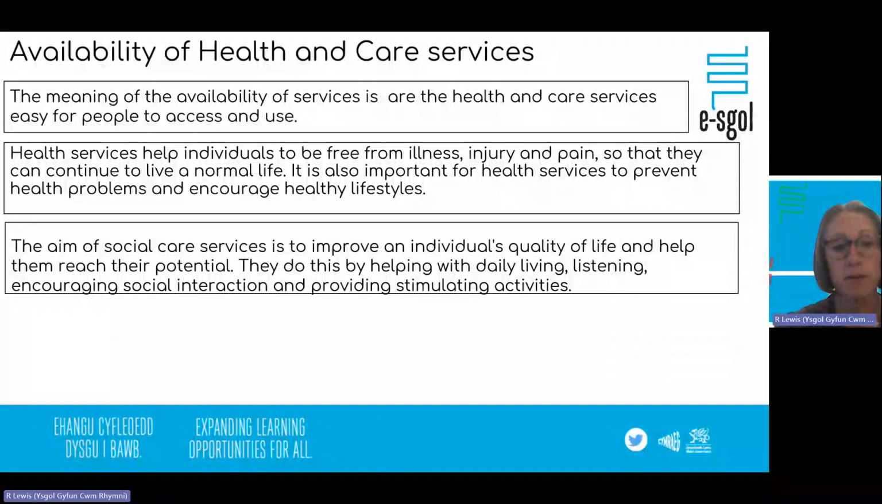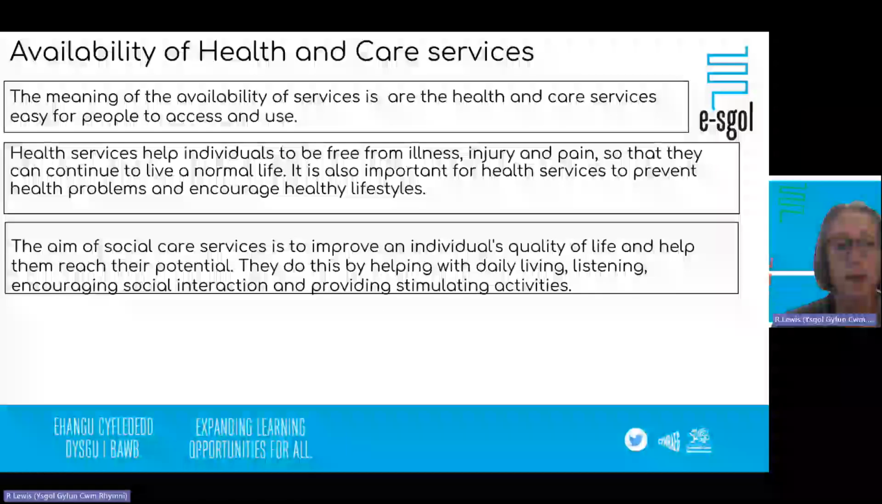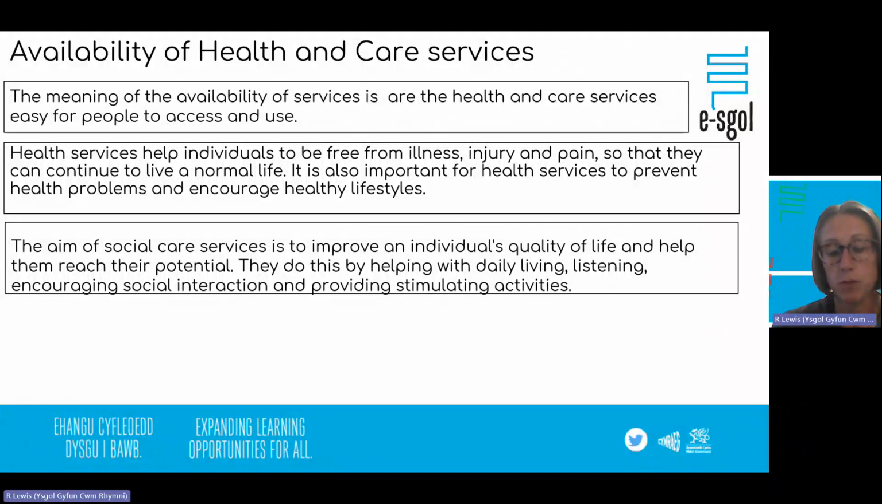So, the availability of health and care services. This means, are our health and care services easy for people to access and use? In the majority of cases, individuals will find it easy just to pick up the phone, maybe travel to their GP surgery, travel to their local hospital, and they won't have an issue. However, some individuals who perhaps don't drive, who are dependent on maybe family members or neighbours to take them to places, also struggle perhaps with booking online appointments, maybe using the telephone because they have a hearing problem, etc.